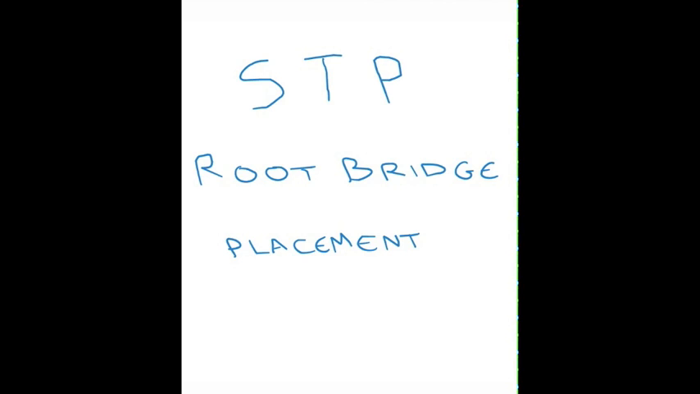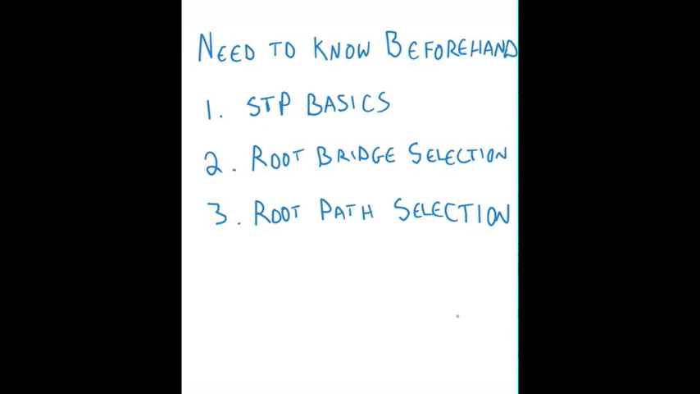Early spanning tree in regards to root bridge placement. There's a lot of good info out there about spanning tree already in the form of videos and blog posts and vendor documentation, to where I don't really feel like I need to go through all the basics. But for your reference, some things you would need to know beforehand before this probably makes more sense.